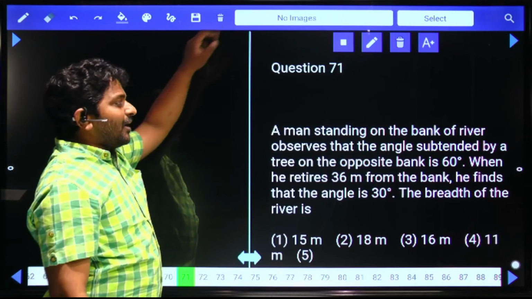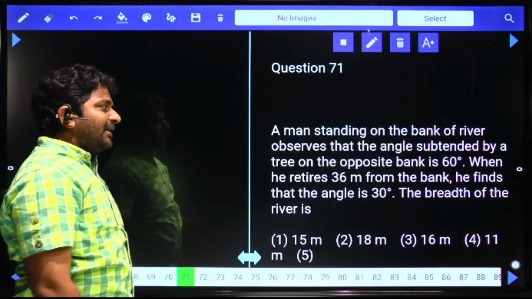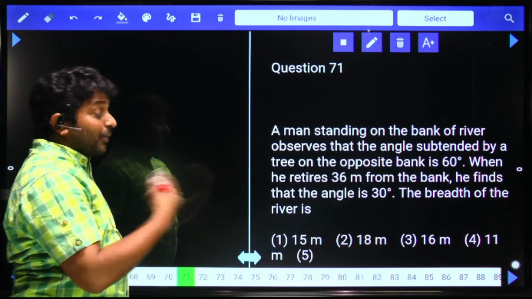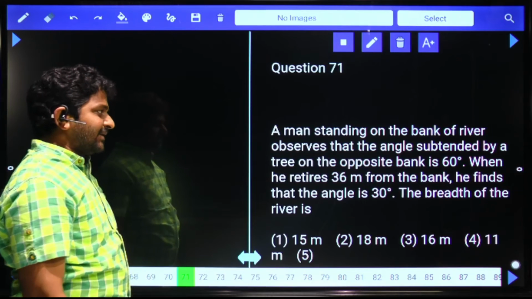A man standing on a bank of a river observes that the angle subtended by a tree on the opposite bank is 60 degrees.